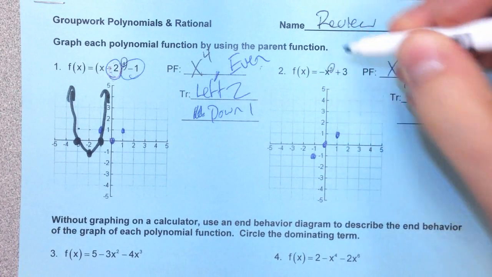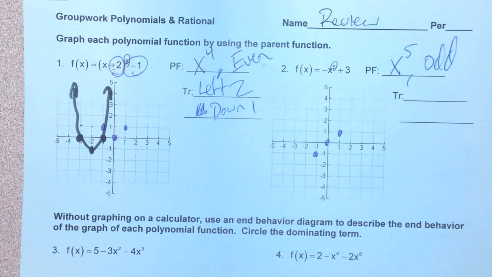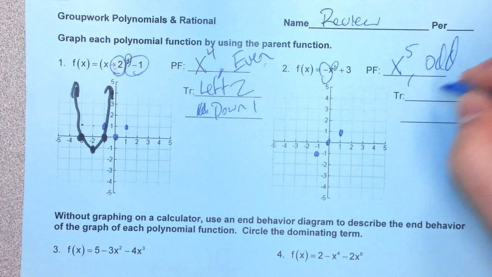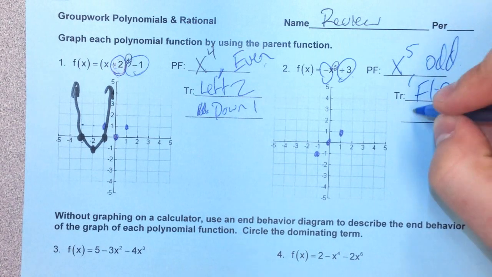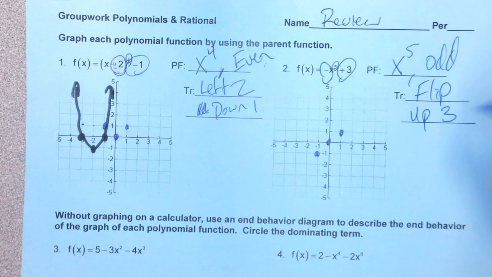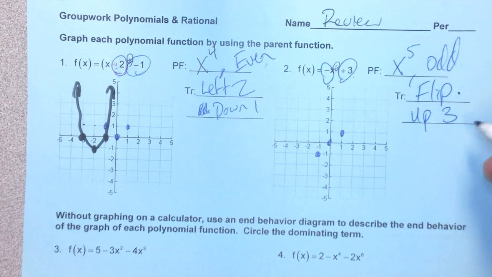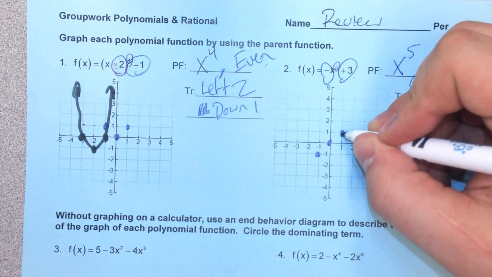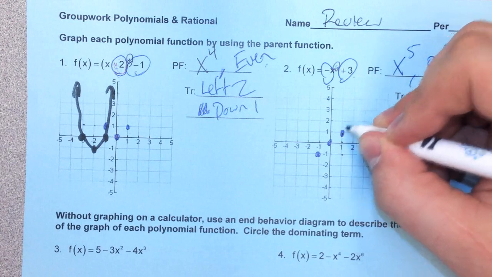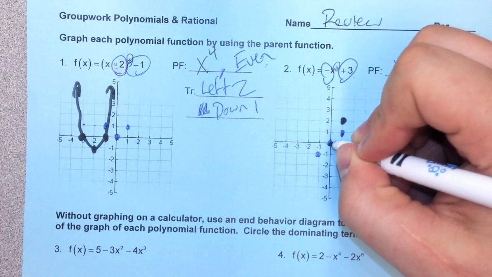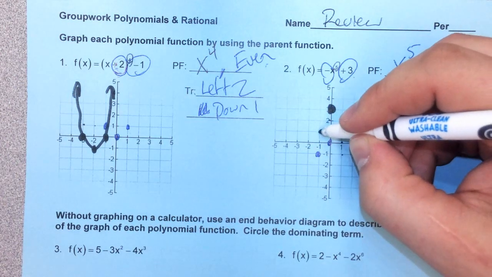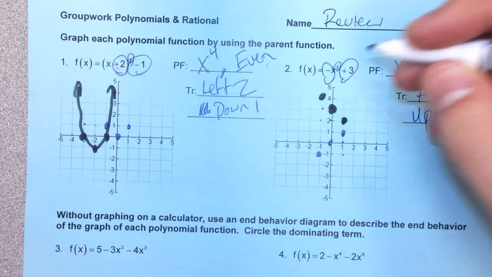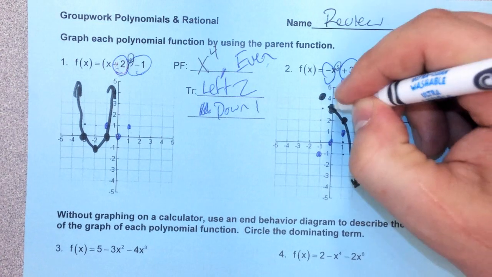But now we've got a flip. That's what the negative does. Since we're not in the parentheses, that's going to be our up-down action. Since it's positive, we're going to go up 3. So we'll take all of our points. We do flips before we do shifts. So this is going to be a flip and then up 3. 1, 2, 3. This is going to flip, which means it stays in the same spot. 1, 2, 3. Flip, and then 1, 2, 3. Just like that. And then this one looks like this.